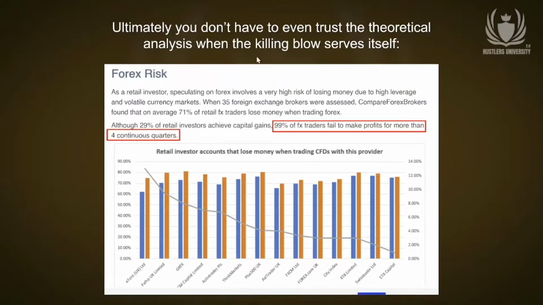Not a chance. But ultimately, you don't even have to trust the theoretical analysis when the killing blow serves itself. There has been research which shows that 99% of Forex traders fail to make profits for more than 4 continuous quarters. Trade Forex for a year, you think you're going to make an annual income from it? Get real. Absolute pure delusion.